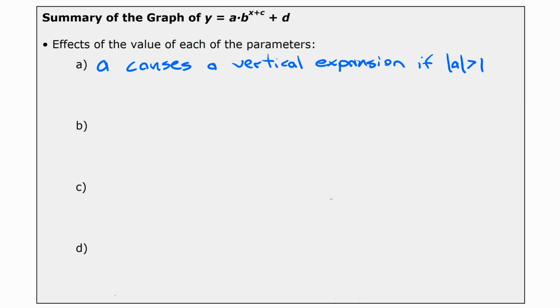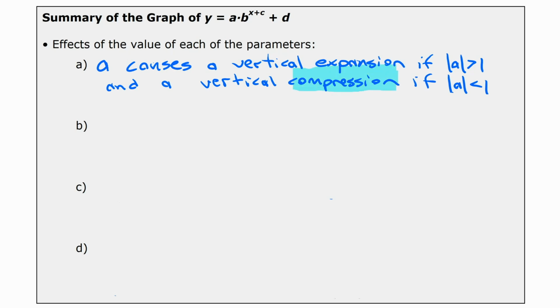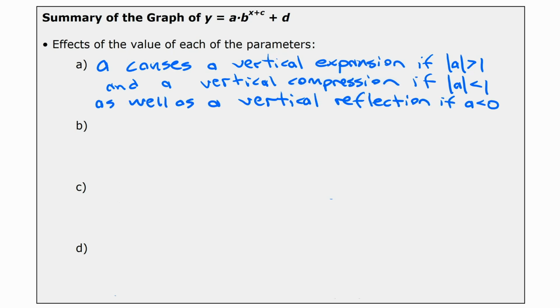The value of a causes a vertical expansion if the absolute value is greater than 1. Not worrying about the negative or positive aspect of it, but if the number part is bigger than 1, it causes a vertical expansion. And if the absolute value of a is less than 1, a small number, it causes a vertical compression. And of course, if a is less than 0, it also causes a vertical reflection.